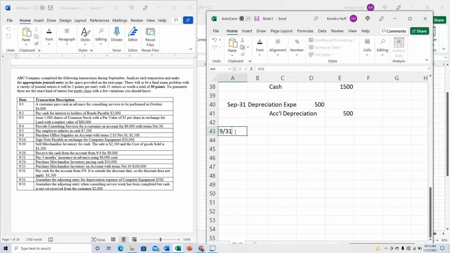September 31st, last one. Analyze the adjusting journal entry when consulting service work has been completed, but cash is not yet received from the customer. So we need to accrue revenue. So that's accounts receivable. And service revenue for $2,000.